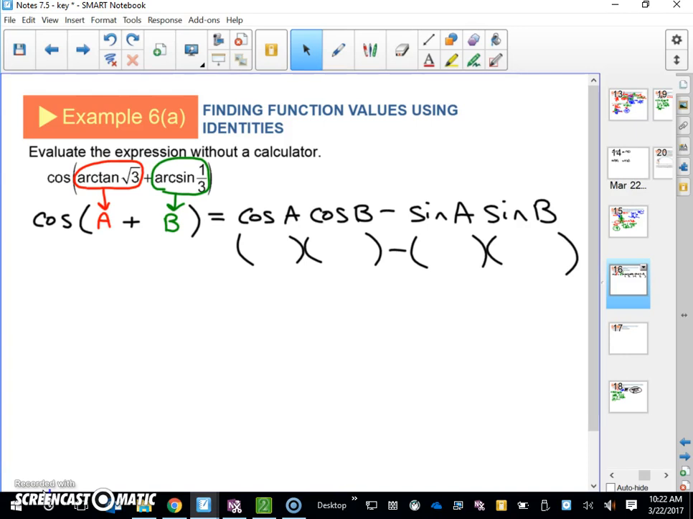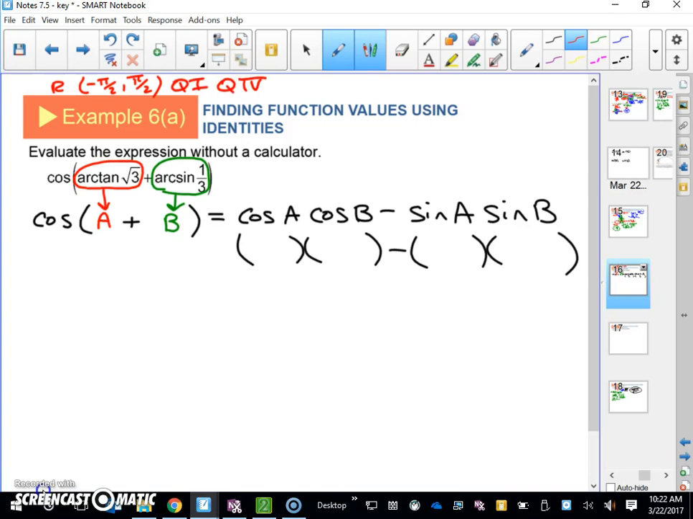What you want to do is remember where inverse tangent is defined, and that comes from the range. And so the range on an inverse tangent is from negative pi over 2 to positive pi over 2. So we are in quadrants 1 and quadrant 4. Okay? Quadrant 1 and quadrant 4.